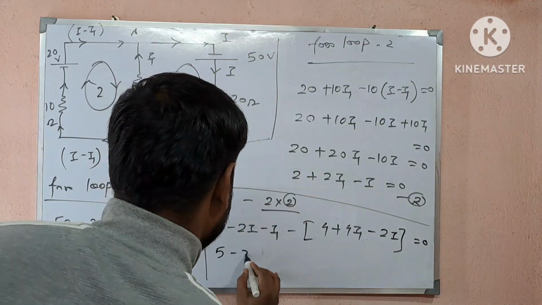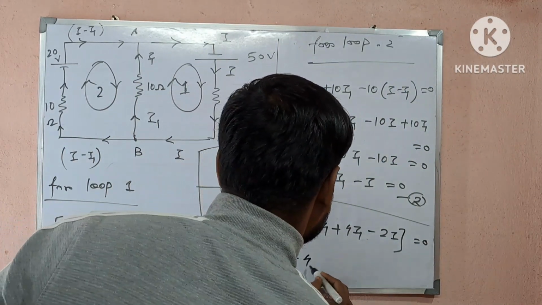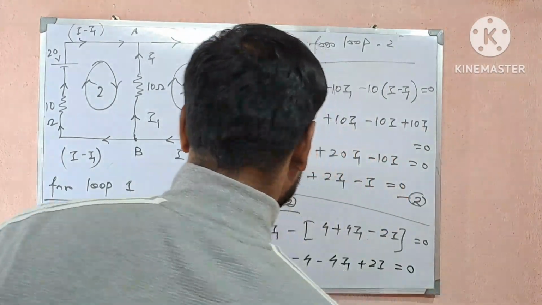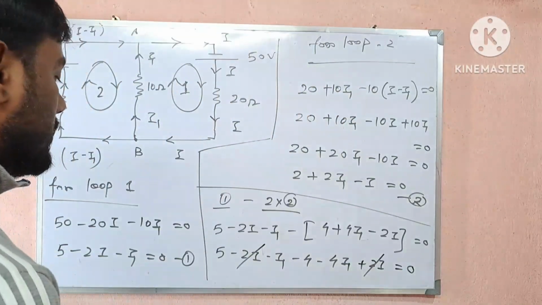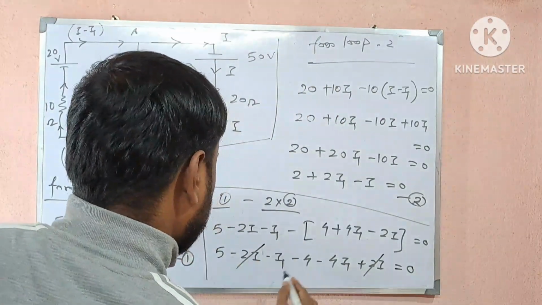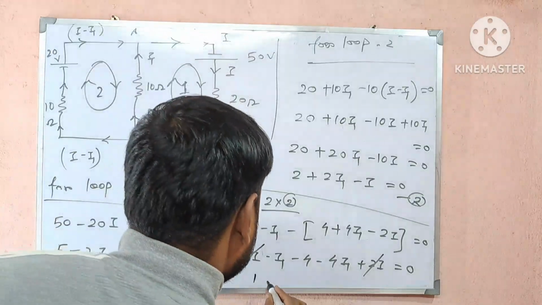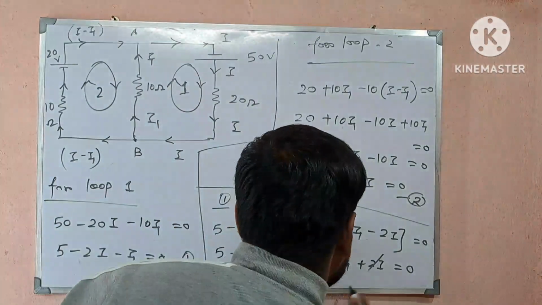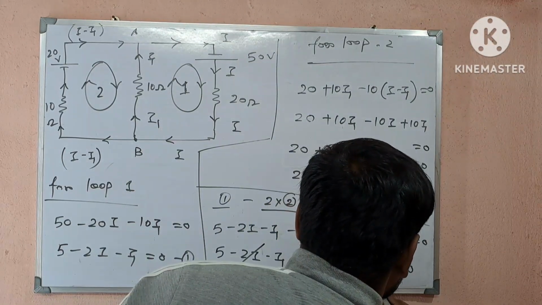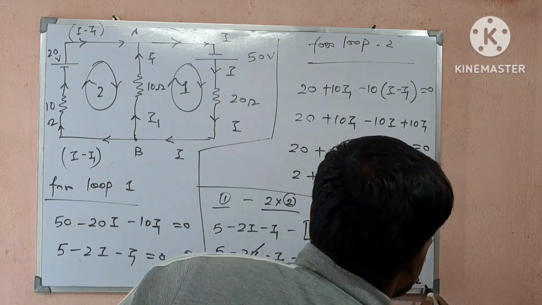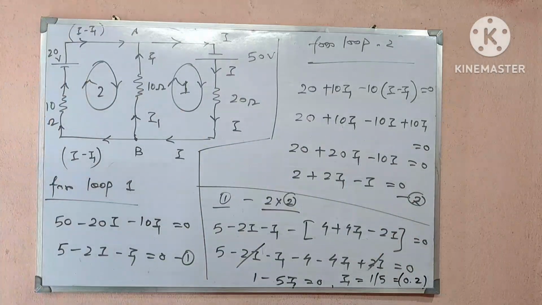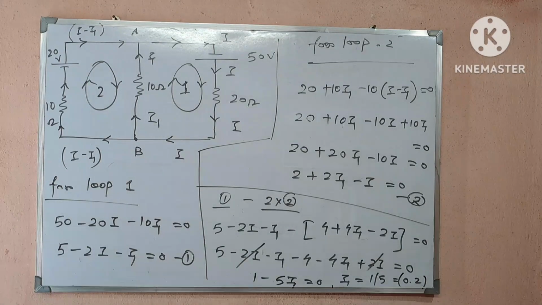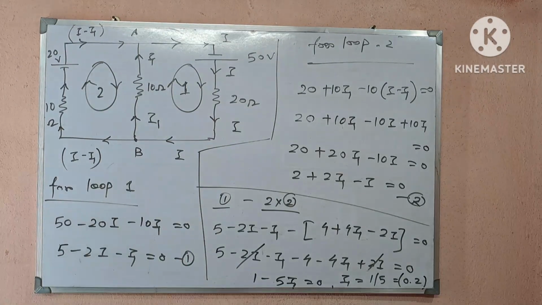So the value will be 5 minus 2I minus I1 minus 4 minus 4 I1 plus 2I is equal to 0. So the 2I terms will cancel each other. The value will be 5 minus 4, that is 1, and that will be 1 minus 5 I1 is equal to 0. So I1 is equal to 1 by 5, that means 0.2 ampere. This is the value of current flowing through this 10 ohm resistor connected between points A and B. That is our question. I hope things are very clear.